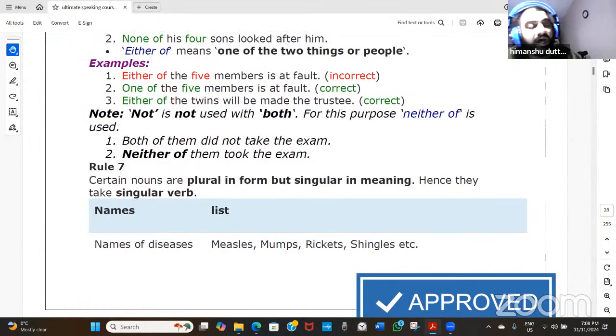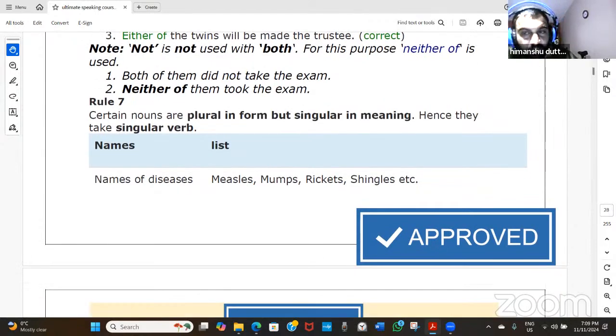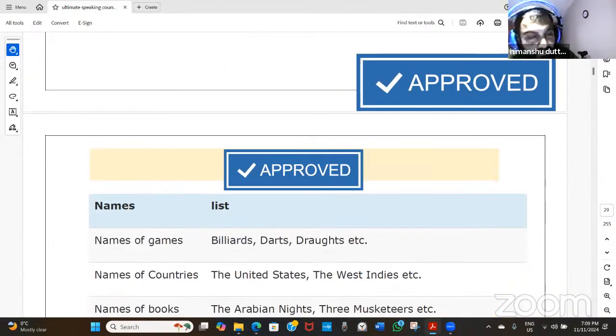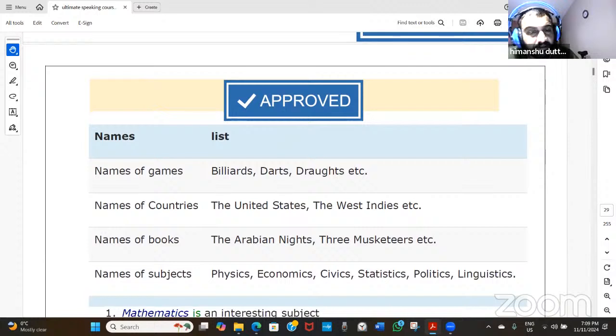Certain nouns are plural in form but singular in meaning. Hence, they take the singular verb. So measles is a kind of disease, so singular verb. Mumps, rickets, shingles, all of these will take a singular verb. Billiards is a game. Darts is a game. Darts is the name of a game.